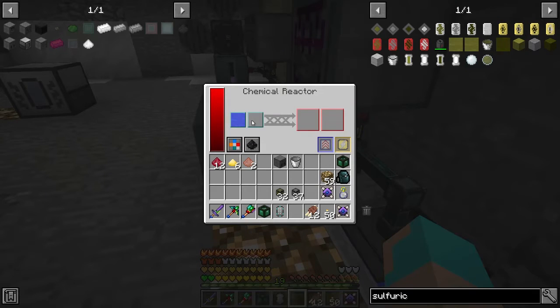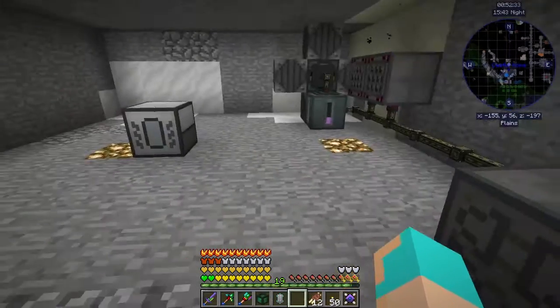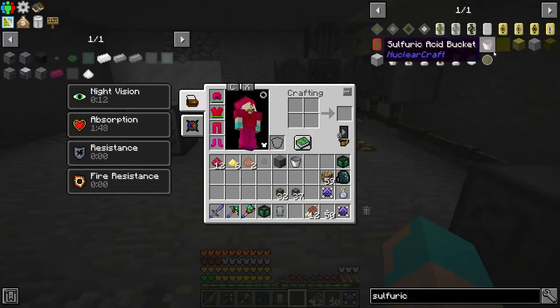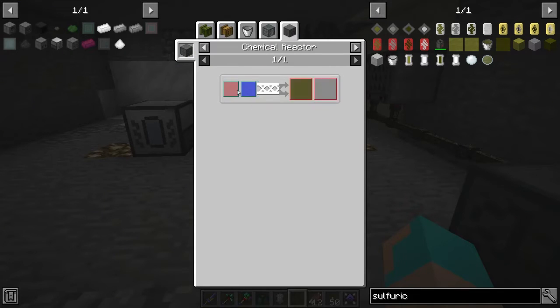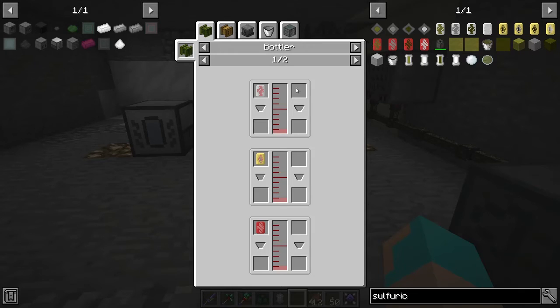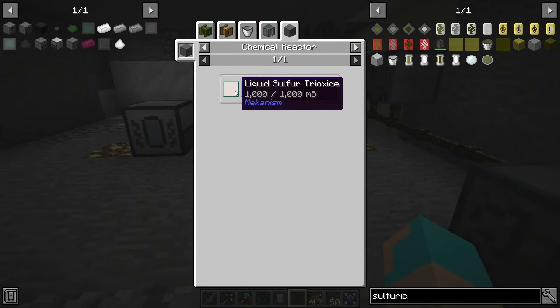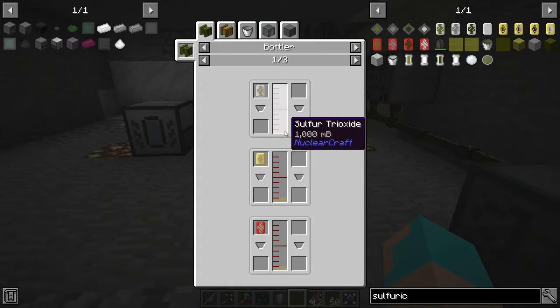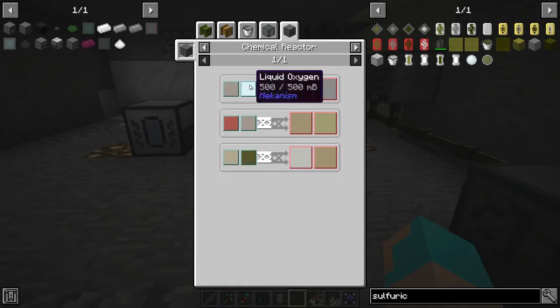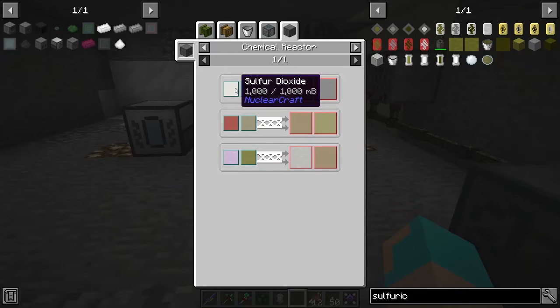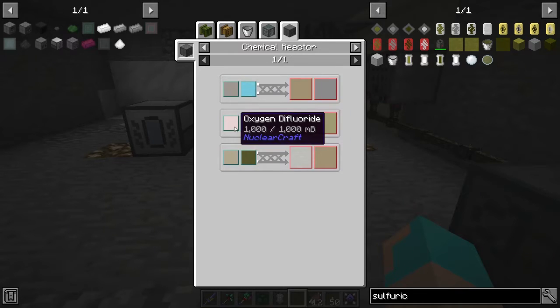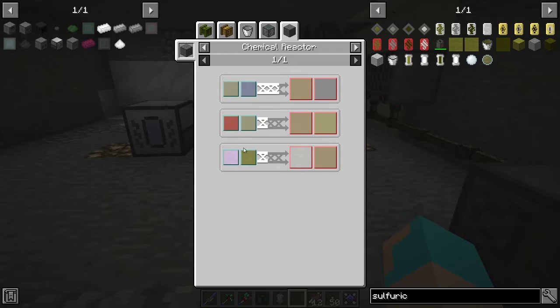Now we need to be able to put the liquid sulfur trioxide, which, okay, how do we get that? Now let's go that route, right? Actually, let's not go that route. Let's try that route. Sulfur trioxide is another chemical reactor with oxygen and sulfur dioxide, oxygen difluoride, ethylene, and sulfuric acid, which, hello, we're trying to get sulfuric acid.